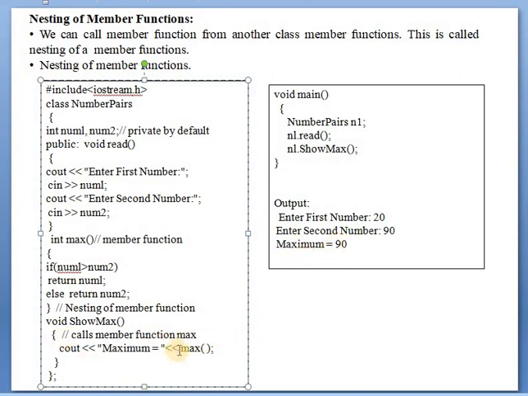Here, what is the nesting? Max is a member function and it is called inside the other member function, that is show max. So it is known as nesting of member function. Okay.